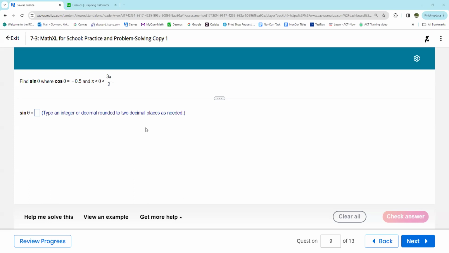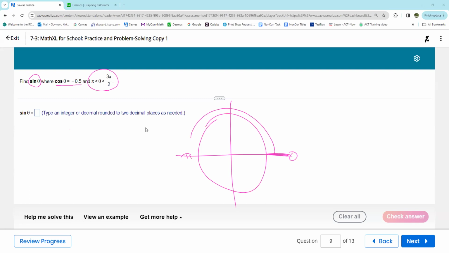Algebra 2, talking about lesson 7-3 here, trigonometry, the ninth problem I've asked you to work on. For this problem, I'm trying to find the sine, and we know that the cosine is negative, and this tells me where we're at in the circle. Remember, we always start here and rotate. We're between pi and 3 pi over 2, so we're in the third quadrant.